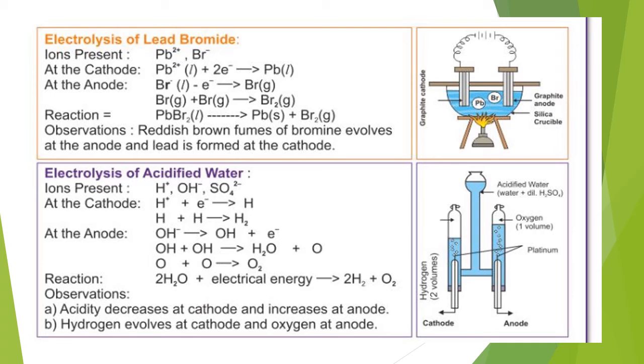We also have to understand the electrolysis of acidified water. From the diagram, you can see 2 volumes of hydrogen are achieved at the cathode, whereas 1 volume is achieved for oxygen. Acidified water is water plus dilute H2SO4. So we are doing electrolysis, converting water into its constituents, hydrogen and oxygen. At the cathode, H+ plus 1 electron gives H, and 2 H combine to give H2. OH- at the anode undergoes a reaction in which we get OH plus 1 electron. Likewise, 2 OH combine to form water and 1 O, and 2 O combine to form O2. The overall reaction goes 2 H2O plus electrical energy gives 2 H2 plus O2. Since we have 2 H2 and 1 O2, the volume formed of hydrogen is double that of oxygen.